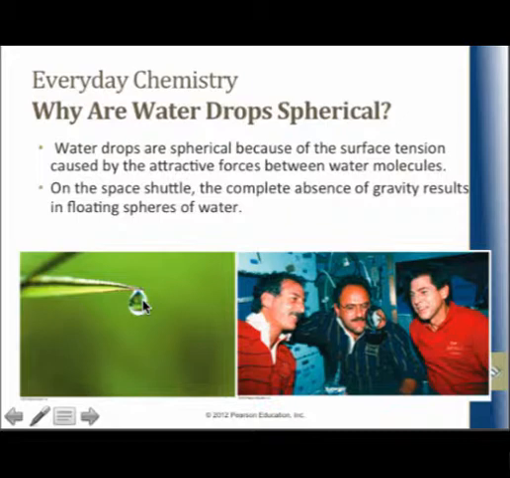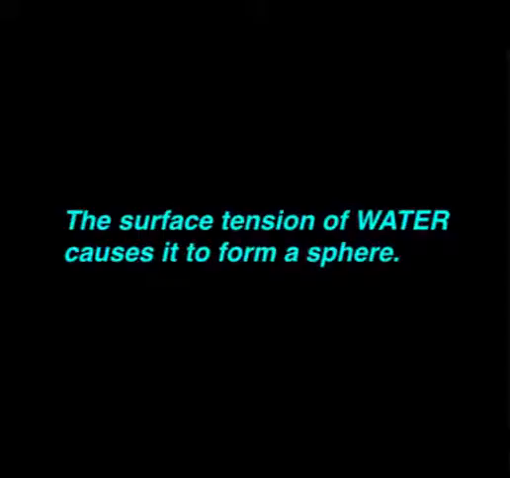Water has a very high surface tension because water has the ability to hydrogen bond, which is one of the IMF types. And I have an interesting little video clip here of astronauts drinking water in space. These spherical water droplets float.